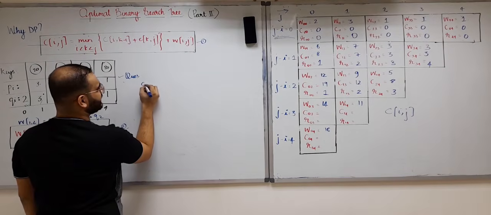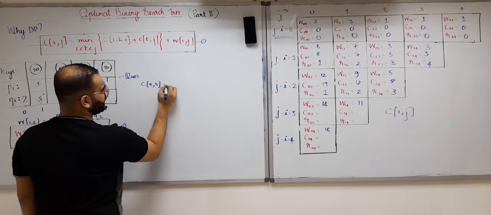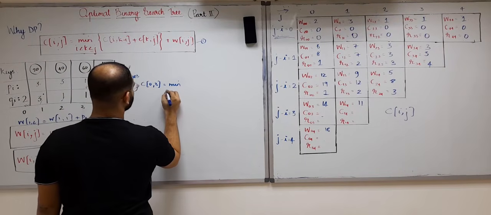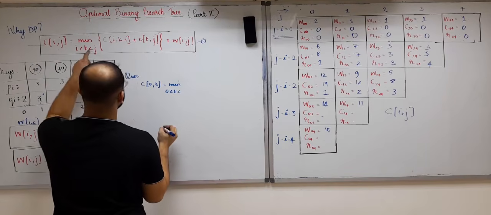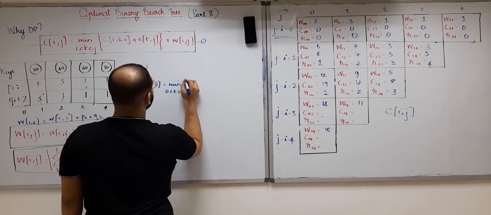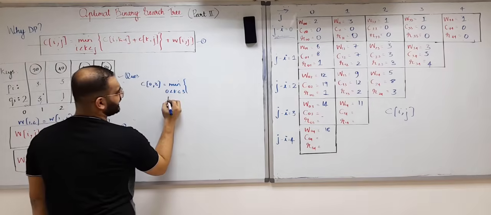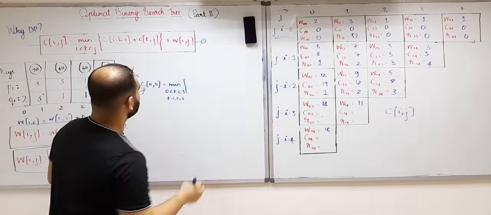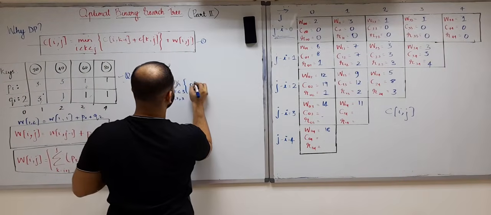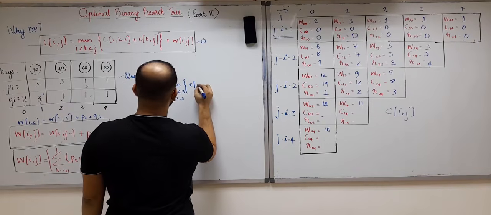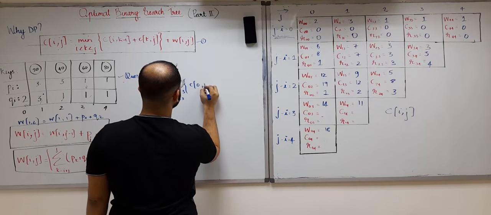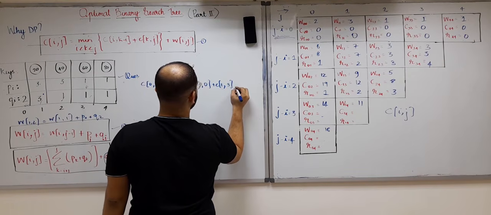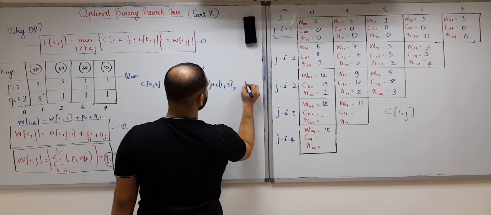So let us try to find out C(0,3). According to this formula, it will be equal to the minimum over 0 < k ≤ j. What is j? j is 3. And what values will k have? k will be equal to 1, 2 and 3. It will not be 0. So when k is equal to 1, we will have C(i, k-1), which is C(0,0), plus C(1,3). So this is when k is equal to 1.